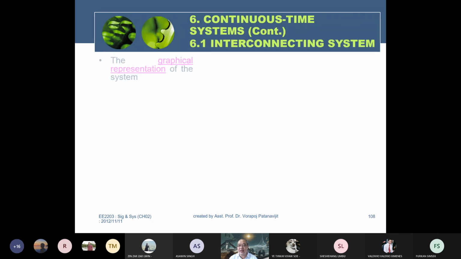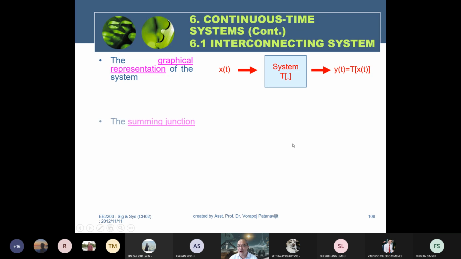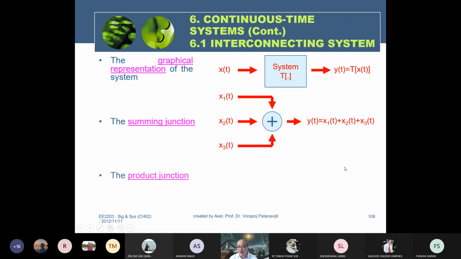The interconnection system. The graphical representation of the system can be shown here. If it is a simple system, you have a single input fed to the system, and the output equals the process of the input. Or if the system only performs addition between 2 or 3 signals, you use the adding node, or the summing junction, where y(t) equals x1 plus x2 plus x3. Or the product junction.